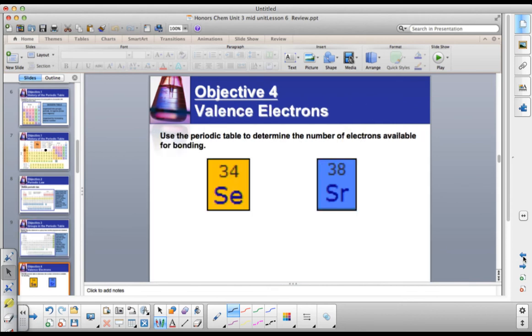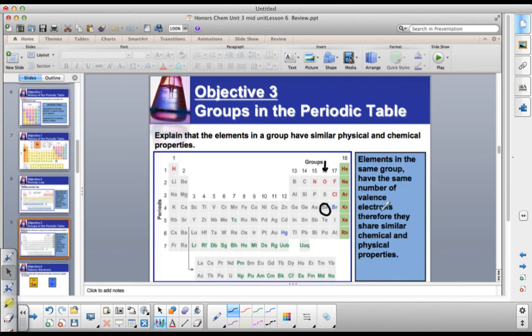And let's go look at strontium, which is at 38. So let's look over here. Here's strontium. And we notice that it is number 2. So it has 2 valence electrons.